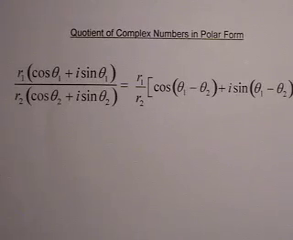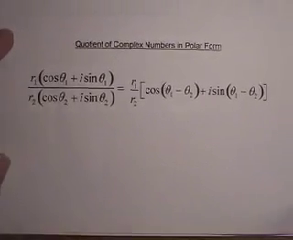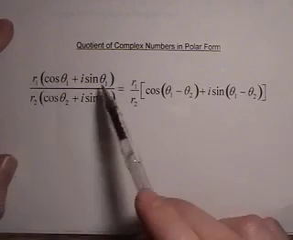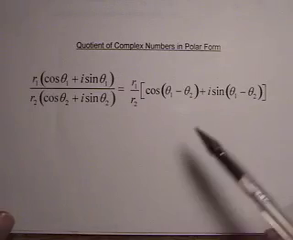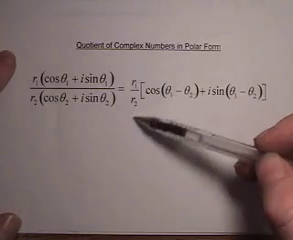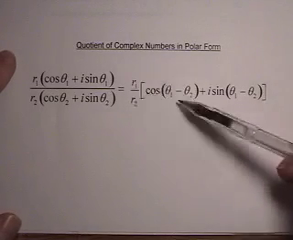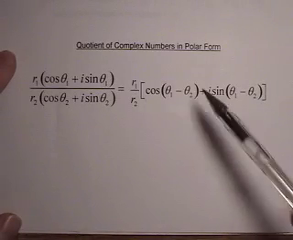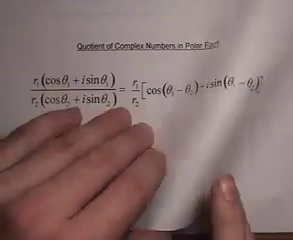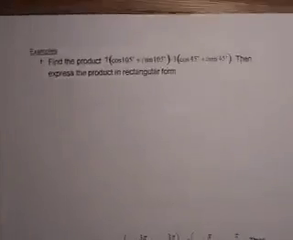If you want to divide now, take one complex number and divide by another in polar form. All you have to do is divide the radii and subtract the angles. Always the top minus the bottom. Top minus the bottom. Alright, so let's see how this works.